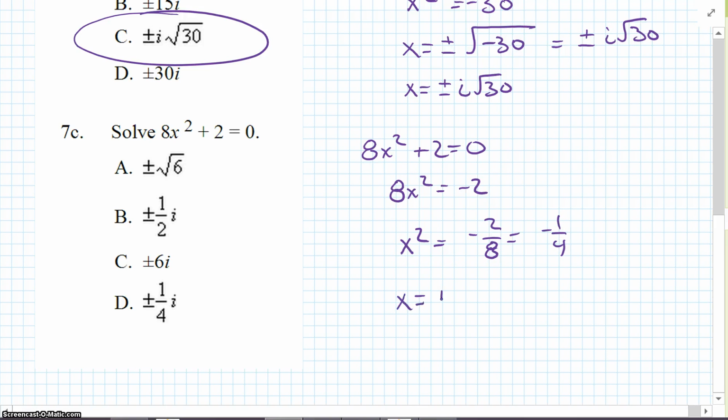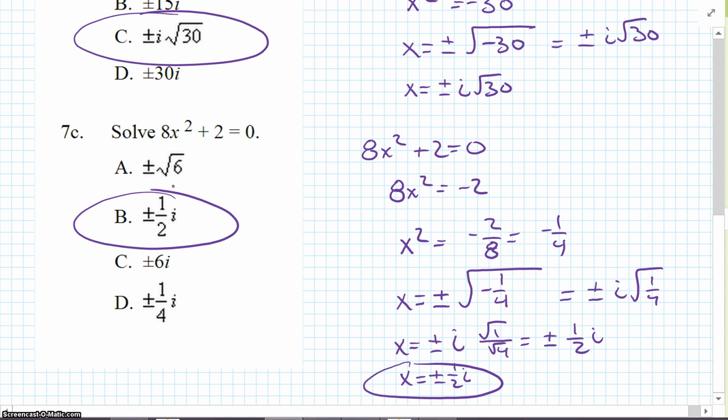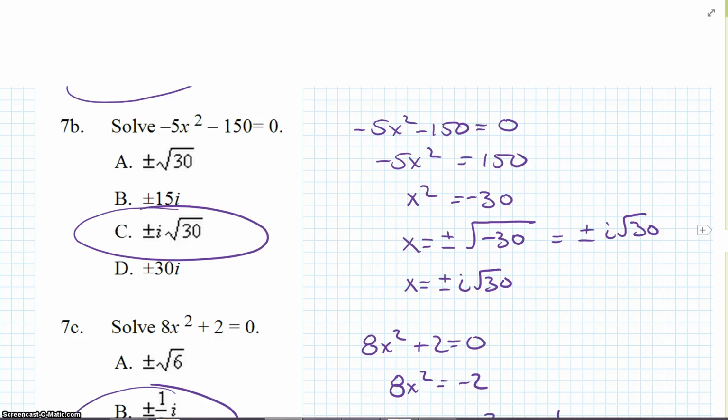So x is going to equal, we're going to square root each side, plus or minus the square root of negative 1/4, which is the same thing as plus or minus i square root of 1/4. So x equals plus or minus i times the square root of 1 over the square root of 4, which should be plus or minus 1/2 i. So the answer is B. Okay. If you're not good with the radicals, you'll need to do some practice work on that. Okay, next example.